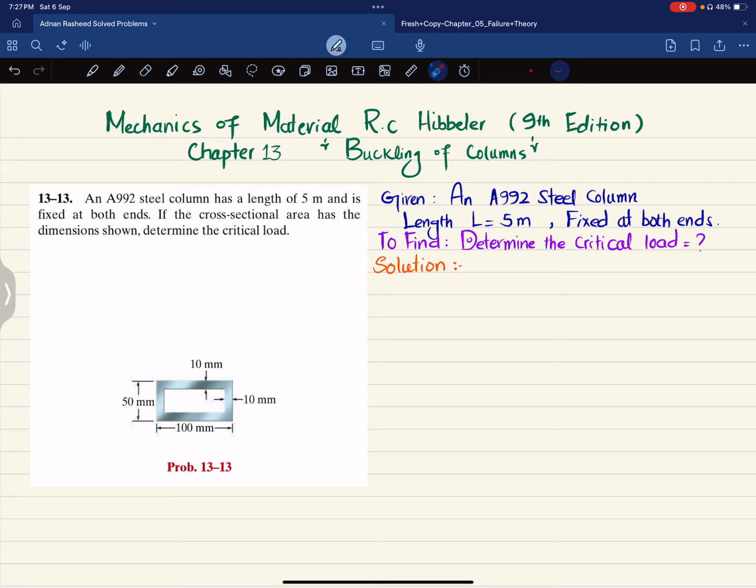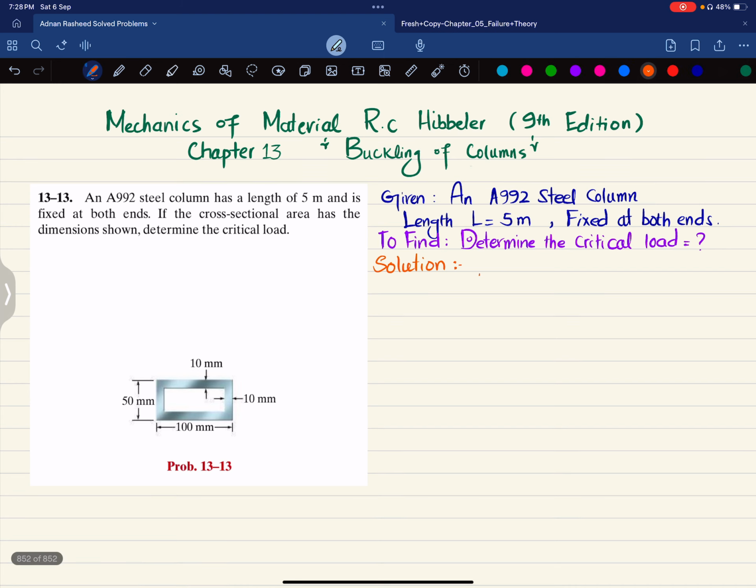So this is the cross-sectional area that is shown. The length is 100 millimeter. The width is 50 millimeter. Thickness of this column from each side is 10 mm. So you have to find the critical load. Let's start with the solution.